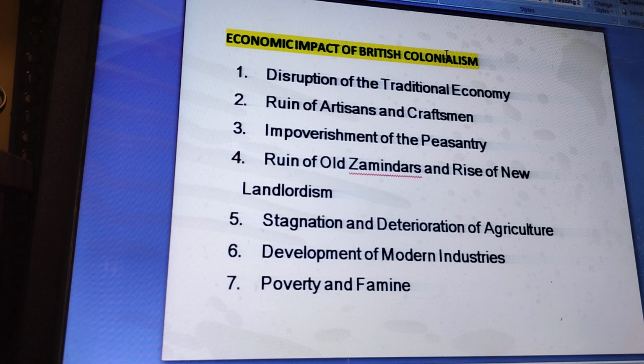And the economic impact: disruption of the traditional economy, ruin of artisans and craftsmen, impoverishment of the peasantry, ruin of old zamindars, rise of new landlordism, stagnation and deterioration of agriculture, development of modern industry, poverty and famine. And your audio is different, because in the examination you have no need to write all this. Only simple things, a one-to-two line addition, can solve the problem as per the word limit.